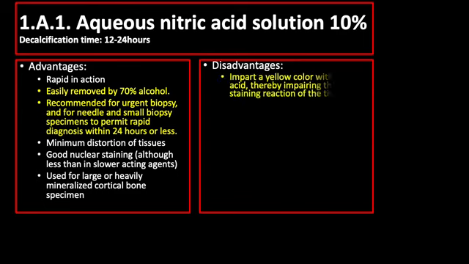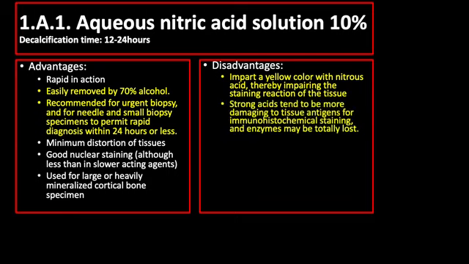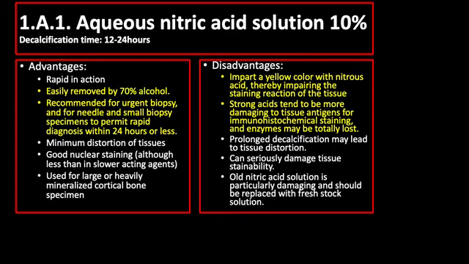On the other hand, disadvantages include it imparts a yellow color with nitrous acid, thereby impairing the staining reaction of the tissue. Strong acids tend to be more damaging to the tissue antigens for immunohistochemical staining, and enzymes may be totally lost. And other disadvantages are the following.